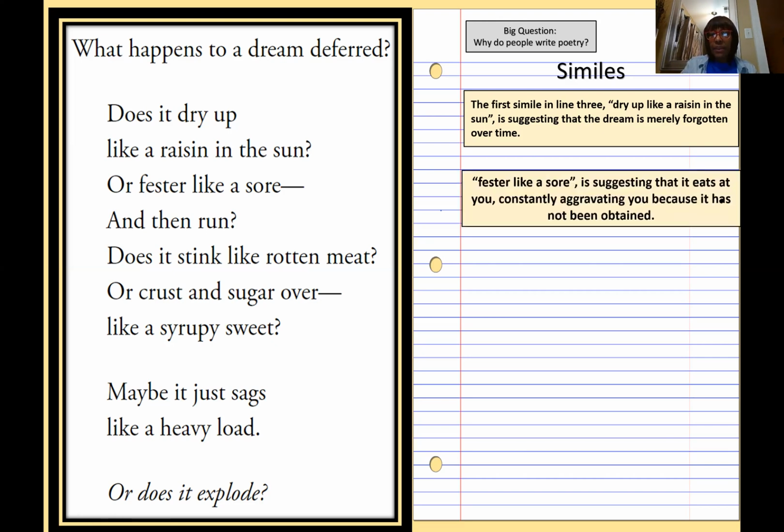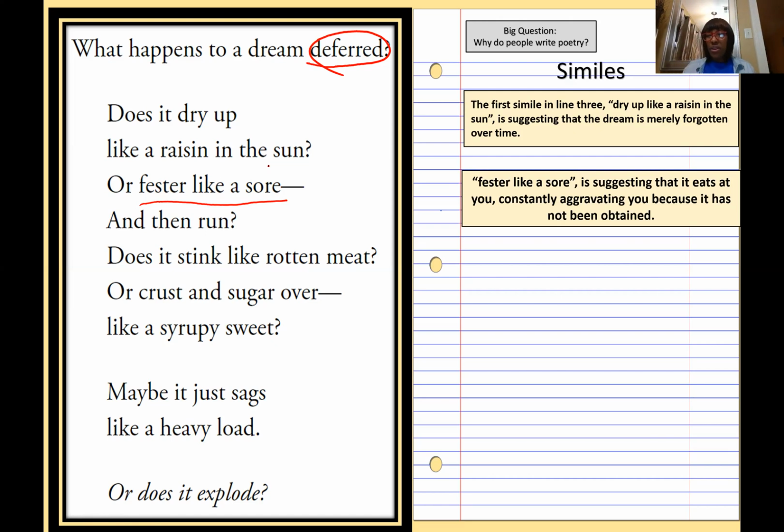Our next simile, so go ahead, you guys, grab your notes from yesterday, your work from yesterday. We're going over our work from yesterday. So our next simile was fester like a sore. I see the word like. We're talking about a dream deferred. And we know that deferred means to postpone something, right? And we're answering this question in a poem. So Langston Hughes feels that a dream deferred, a dream that's postponed, festers like a sore.